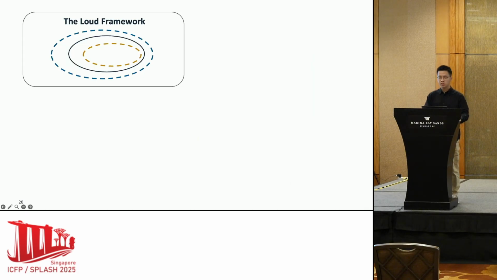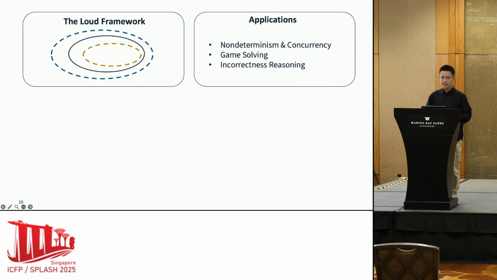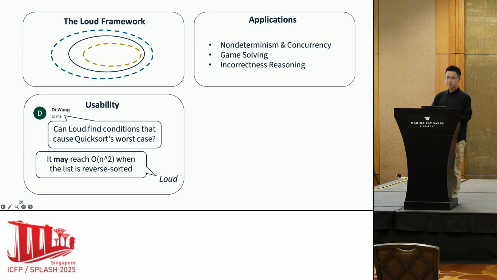So to conclude, we introduced our framework for synthesizing both over- and under-approximation, and we explored several applications. And our framework has good usability. For example, one of our collaborators asked us, after this paper was published, whether we could use this framework to find conditions that trigger the worst case complexity of the quicksort algorithm. And yes, our framework can successfully synthesize the formula showing that quicksort reaches n squared time complexity when the input list is reverse sorted.